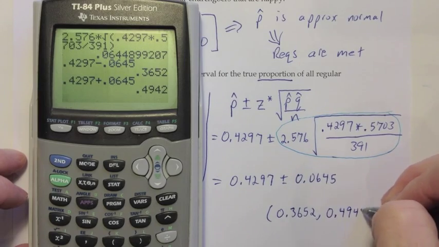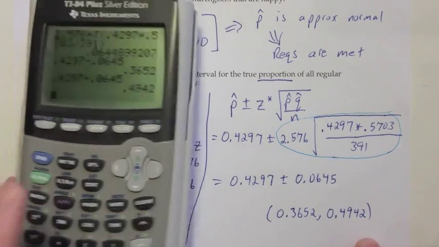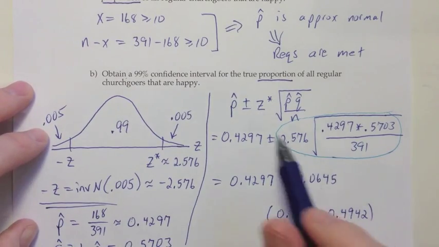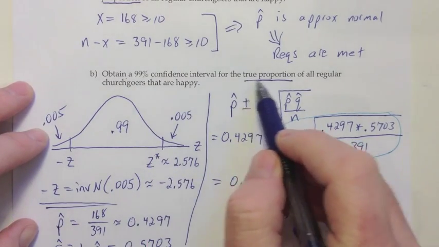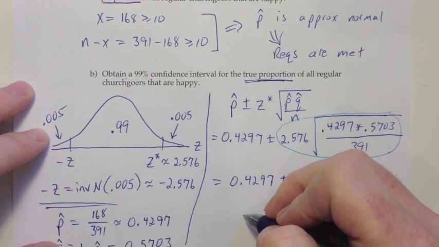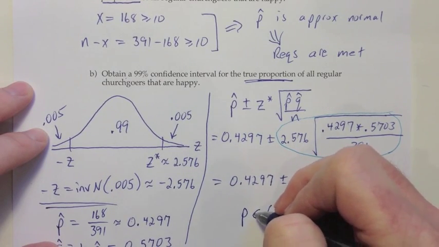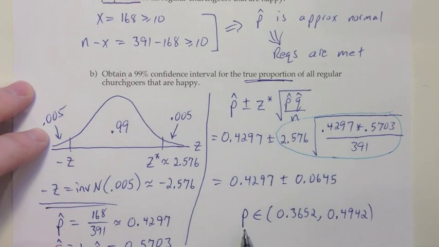0.4942. And then what were we doing a confidence interval for in the first place? We were trying to find a confidence interval for the true proportion, and the symbol for the true proportion, or the population proportion, is p. So I'm going to say that I'm 99% confident that p is an element of this interval that goes from 0.3652 to 0.4942.